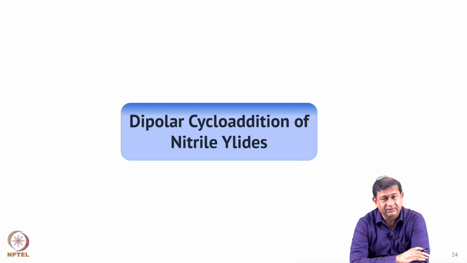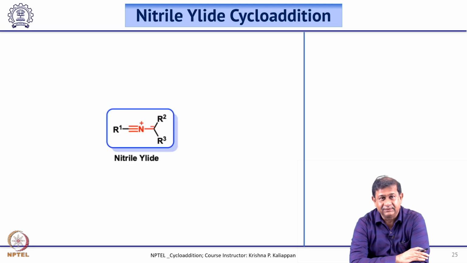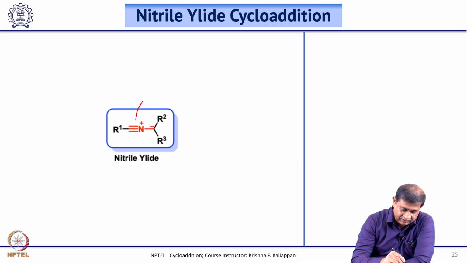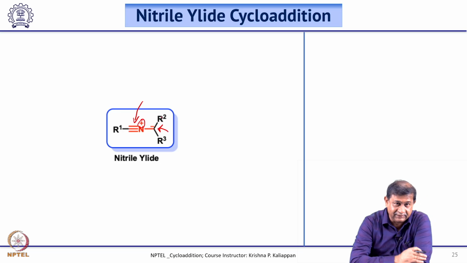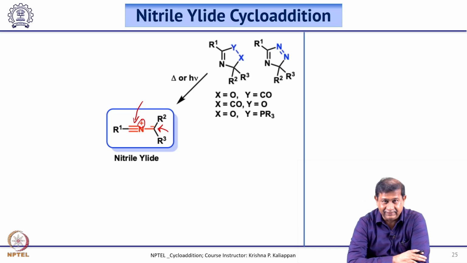Okay, so now we'll move to the last dipole. So that is nothing but nitrile ylides. Okay, so we know nitriles, and next to nitrile, if you have a carbon bearing negative charge, then this is called nitrile ylide. So this portion is nitrile, and the nitrogen has a positive charge, and the carbon which is attached to nitrogen, if it has a negative charge, so this is called nitrile ylides.